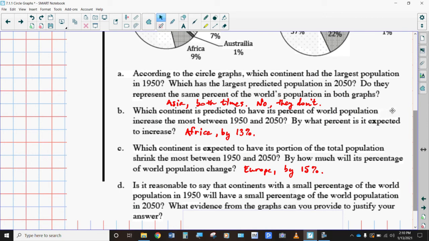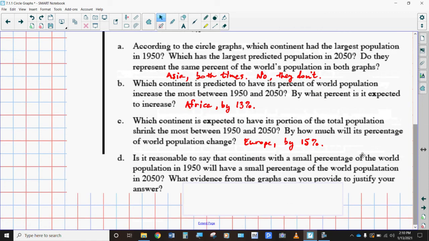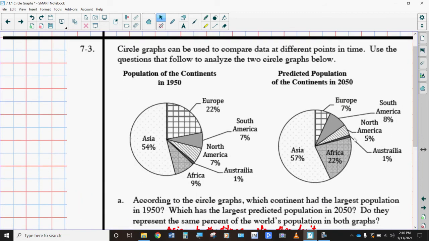And then it says, is it reasonable to say that continents with a small percentage of world population in 1950 will have a small percentage of the world population in 2050? What evidence from the graph can you provide to justify that answer? So is it pretty reasonable? Australia is small, it's still going to be small. North America is pretty small, it's still pretty small. South America is small, it's still pretty small.